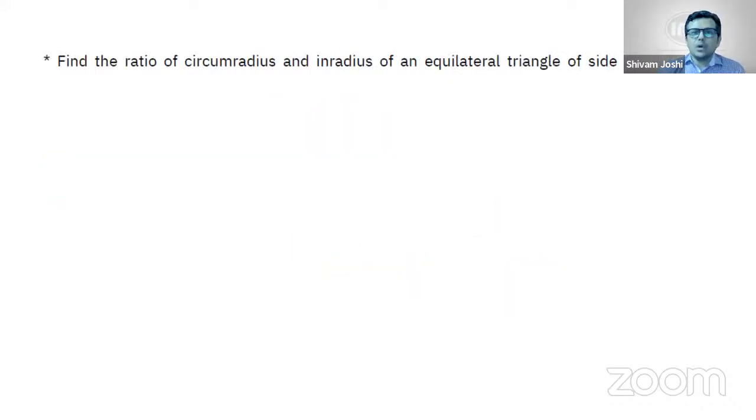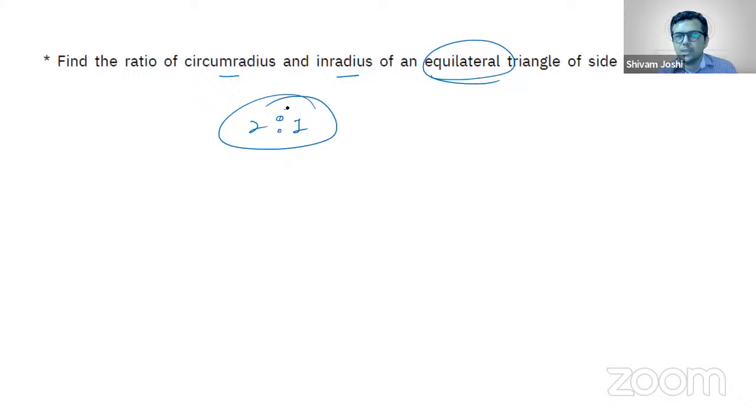Find out the ratio of circumradius and inradius in an equilateral triangle. We know that for an equilateral triangle, the ratio of inradius and circumradius is 1:2. Here they've asked for circumradius and inradius, so it has to be 2:1 as the ratio, directly from the theory that we have discussed.